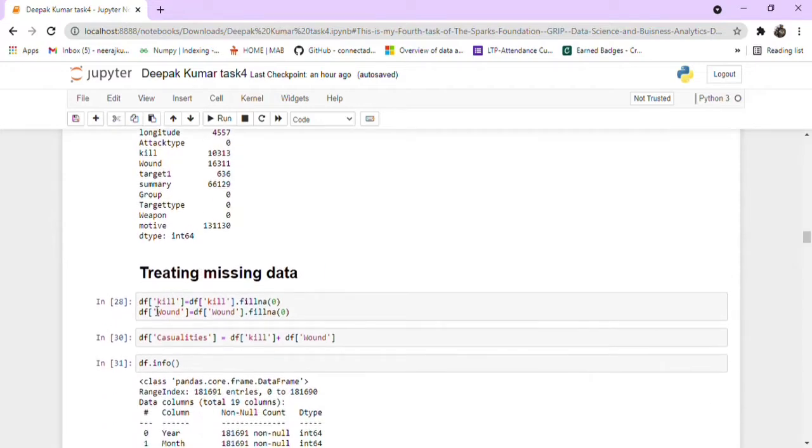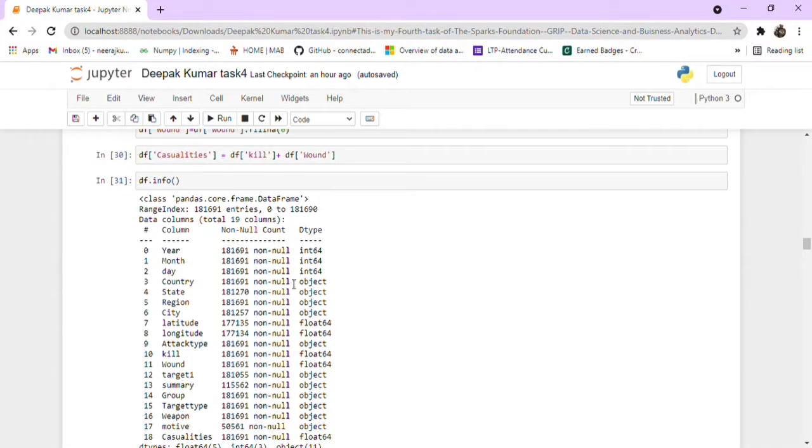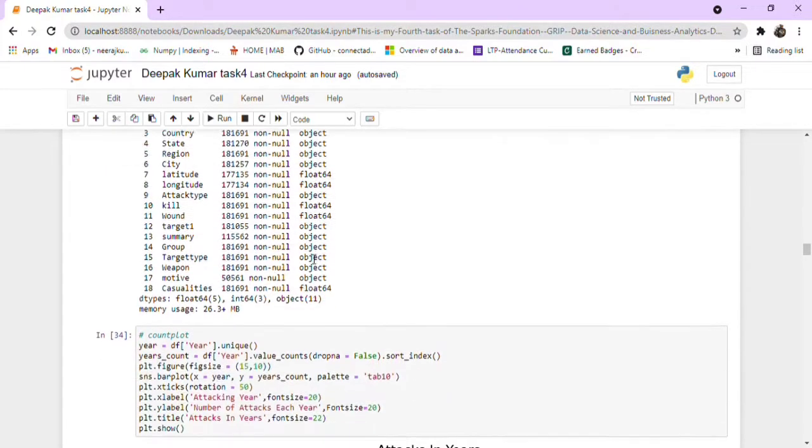I treated the kill column by filling in some values, and I filled the wound column with 0. Also, in casualties, I aggregated the columns df.kill plus df.wound, because in both cases a person is affected by the terrorist attack. In the next step, I found the information of the data: there are 181,620 entries and 18 columns, and the data is of integer, float, and object types.